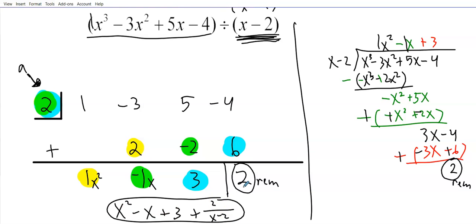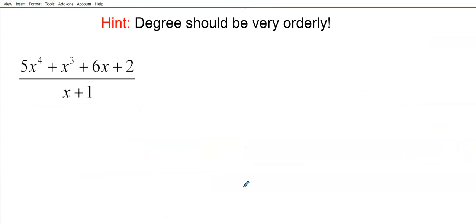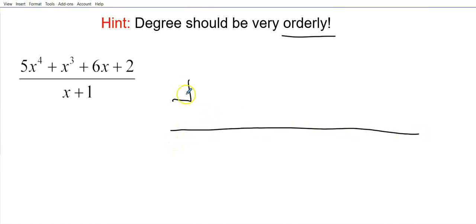So synthetic division, once you learn how to do it, actually goes very quickly. So let's try one here. But the degree should be very orderly. I wonder what that means. Okay, so let's put this in the box here, draw our thing. So careful, our factor is x minus 1, so our potential solution is a -1. That's very important there.